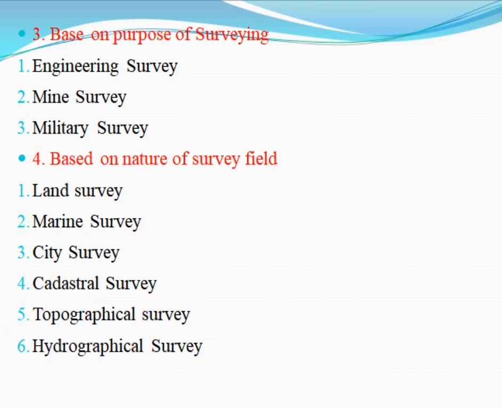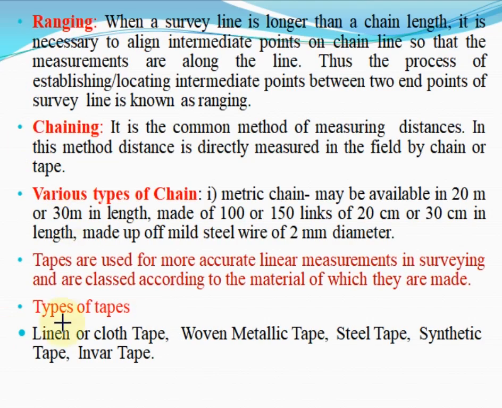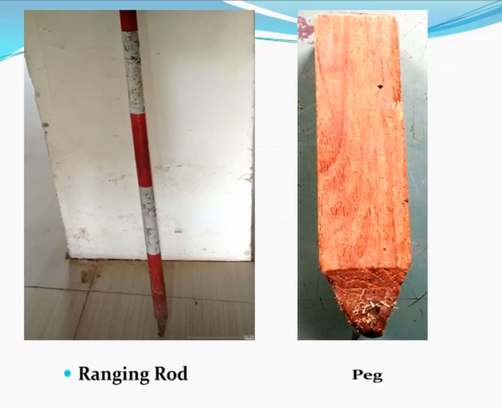Then, one of the important definitions in surveying is ranging. Ranging is nothing but stretching the line. A ranging rod is used for the ranging operation, as you can see here. This rod is 2 meters in height, with a 25 mm diameter, with alternate red and white or black and white bands. A number of rods can be used for the ranging.